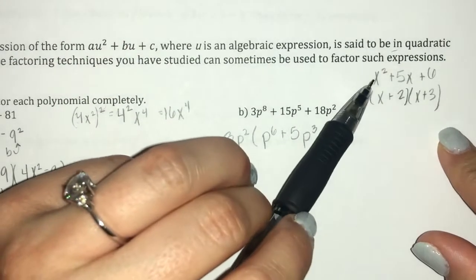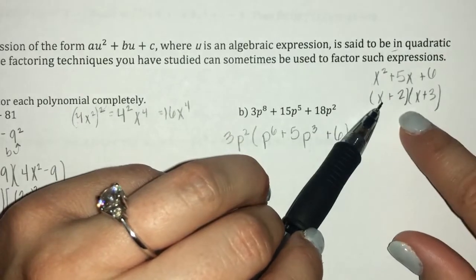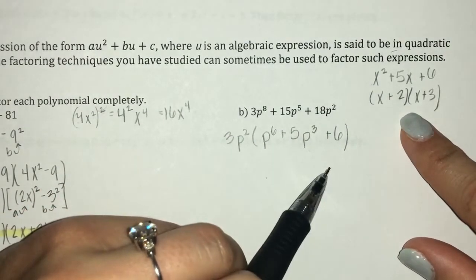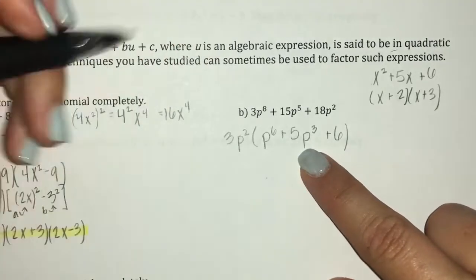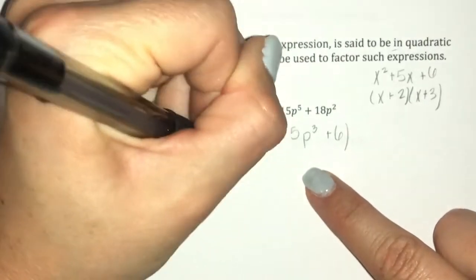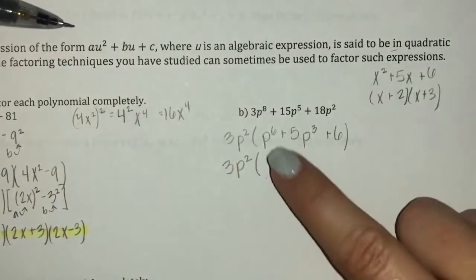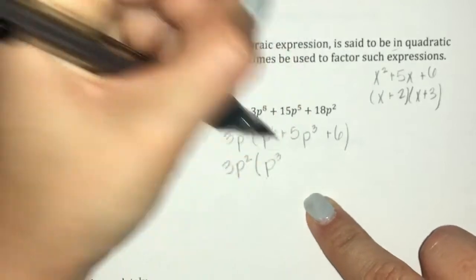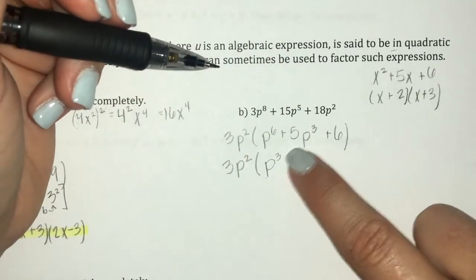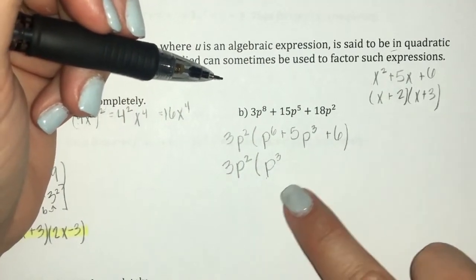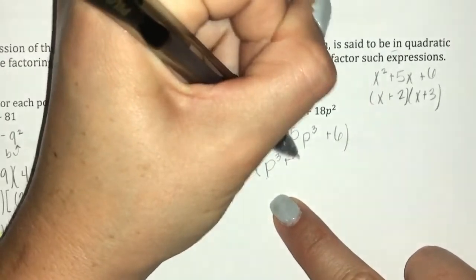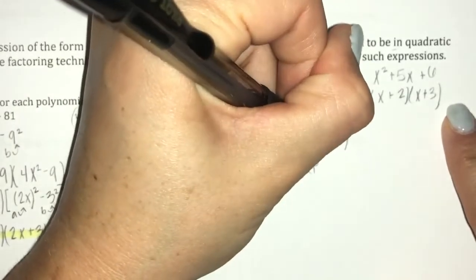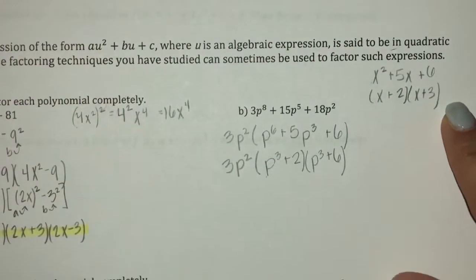It's just instead of breaking down x squared into x and x, we're breaking down p to the 6 into p cubed and p cubed, because they're going to add back up to this 5p cubed. So the 3p squared will come down, and then the p to the 6th power will break down into p cubed, and then the factors of 6 that add up to 5 would still be 2 and 3, so that doesn't change. So it'd be p cubed plus 2 times p cubed plus 3.